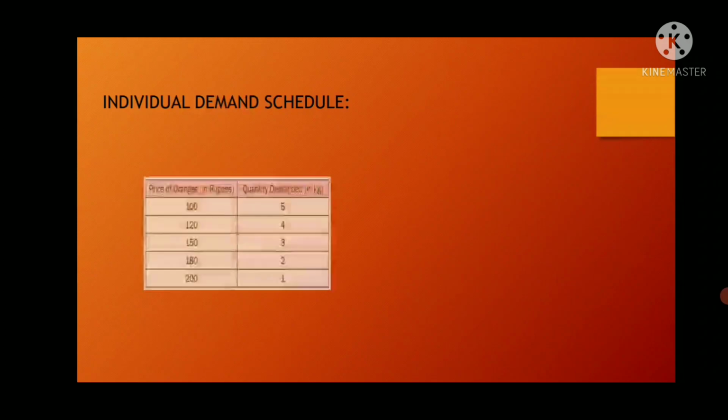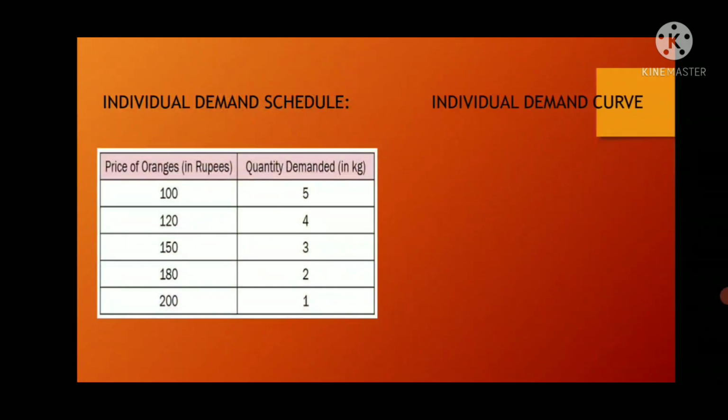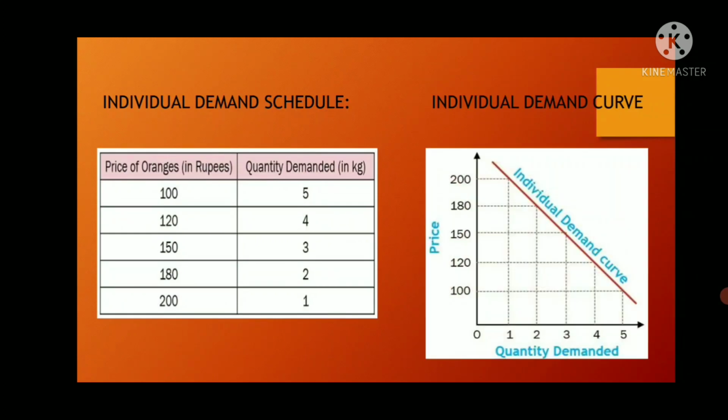To understand it more clearly, let us have a look at the individual demand schedule and individual demand curve. On the screen you can see the individual demand schedule as well as the individual demand curve. You can see the price of orange in one column and quantity demanded in the second column. The price of orange keeps on increasing from 100, 120, 150, 180, 200, and demand keeps on decreasing.